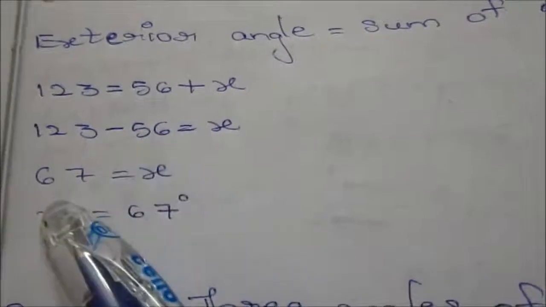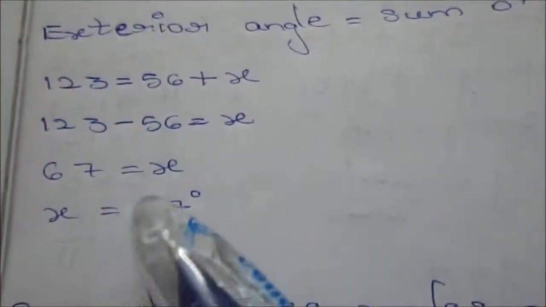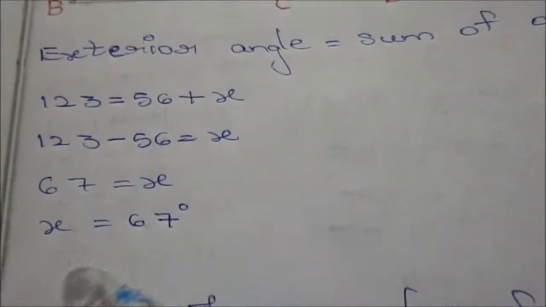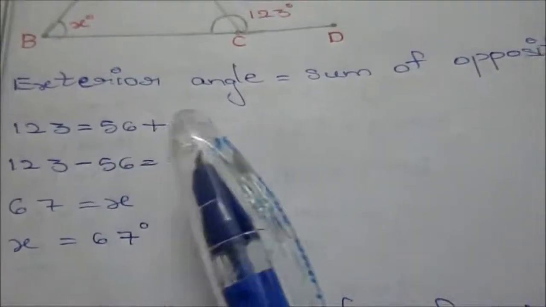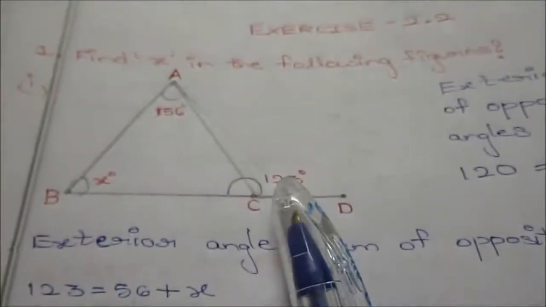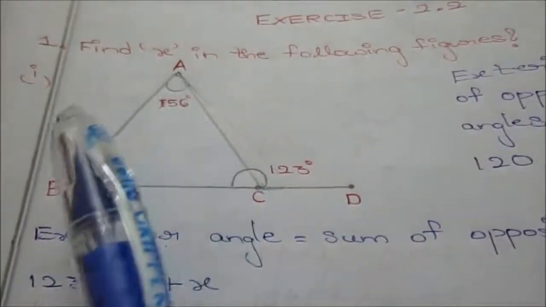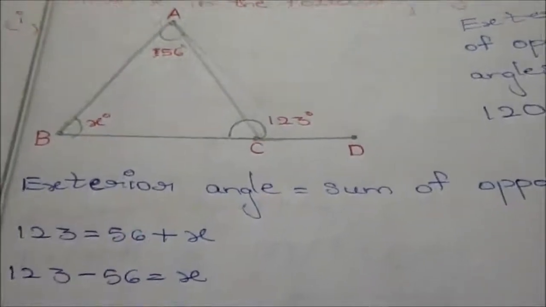123 minus 56 equals 67 degrees, so x equals 67 degrees. This is how we have to solve the problem. We have used only one simple formula: the exterior angle of the given triangle equals the sum of the two opposite interior angles. Next problem.